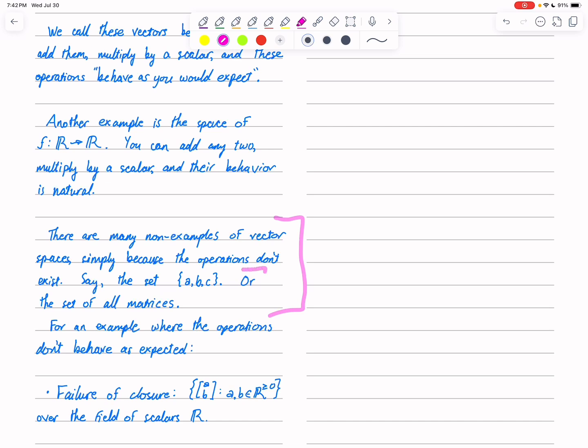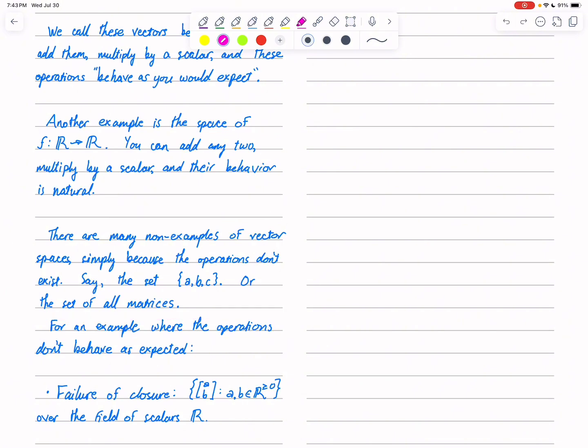Here's another example, the set of all matrices. Again, this one does not have a natural plus and times. The reason is that if you took a 2 by 3 matrix and a 4 by 7 matrix, you can't add those together in the normal way of defining matrix addition. Maybe you could find some super funky, weird definition of matrix addition where that is possible. But with our familiar notions of plus and times, these are non-examples.